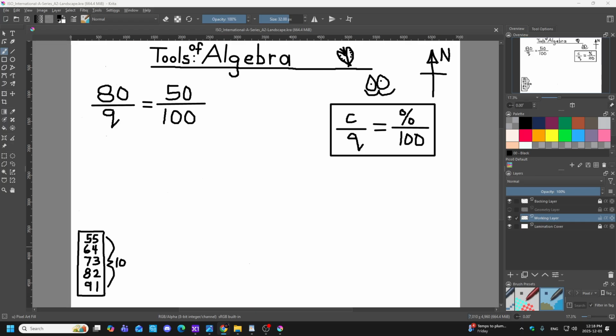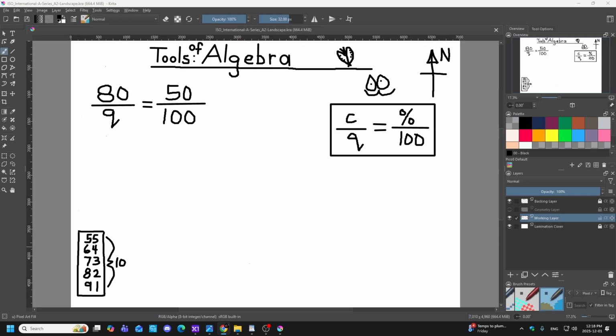Let's do some more examples. The question is, use the percent proportion to find each number. We have a variety of questions that we can do. And this one says, so here's the question. 50% of what number is 80?